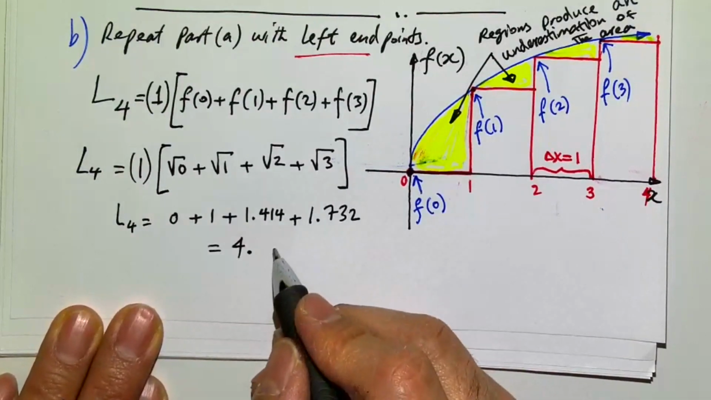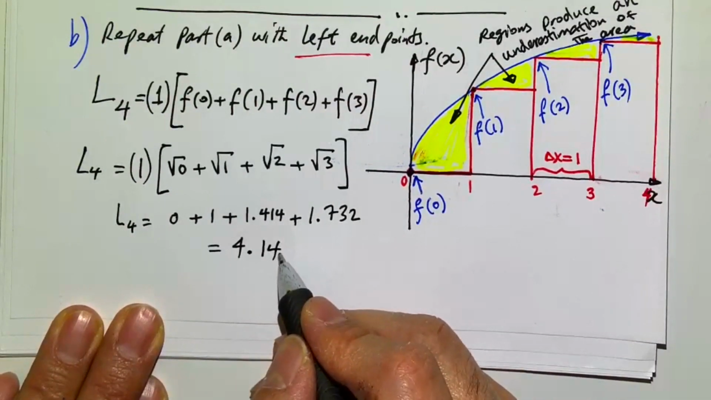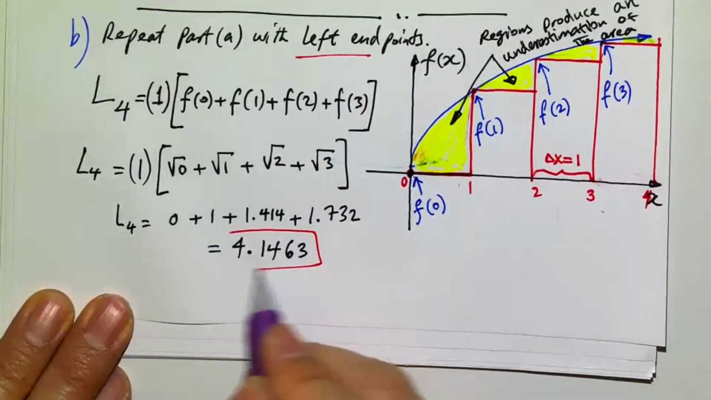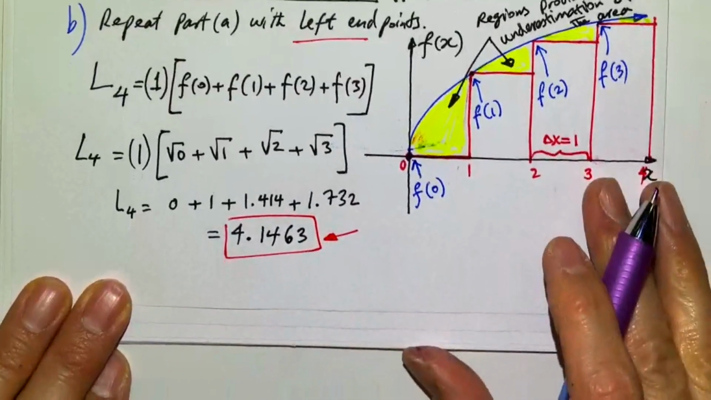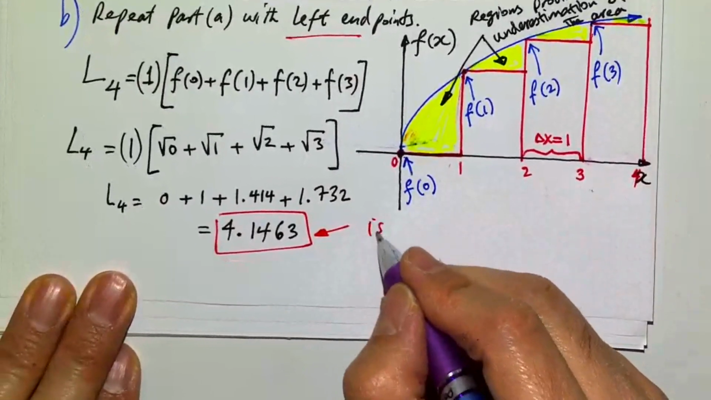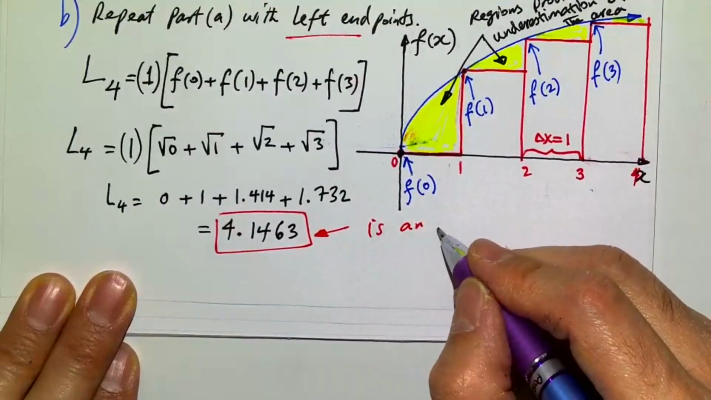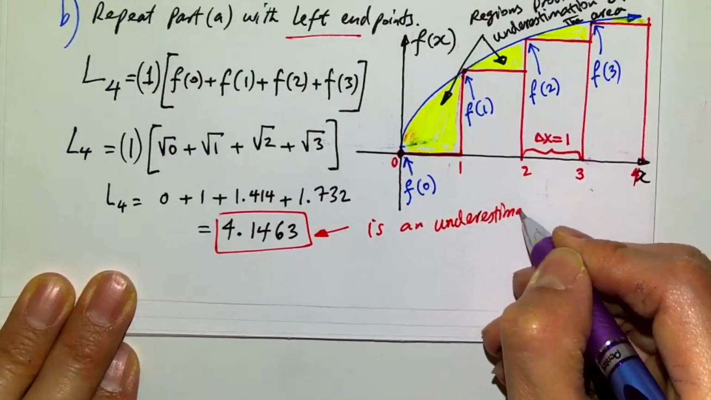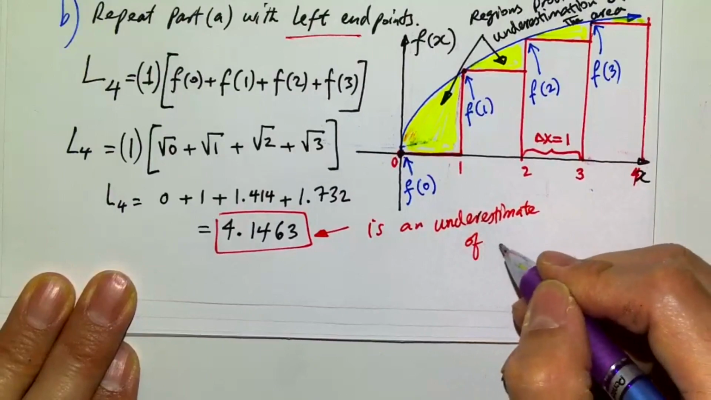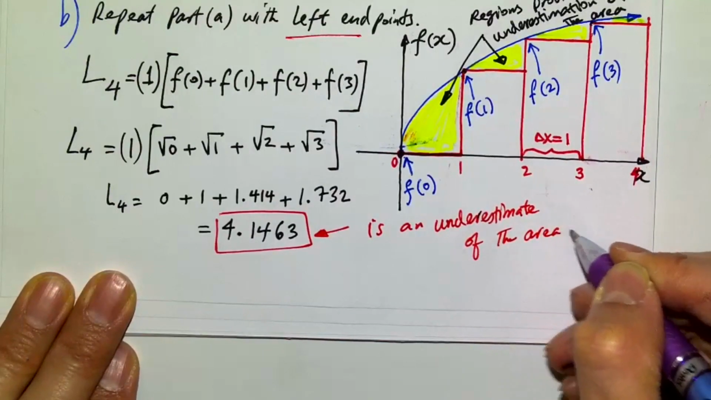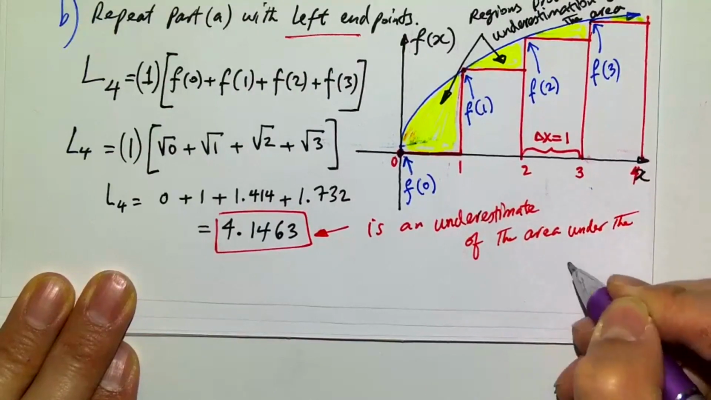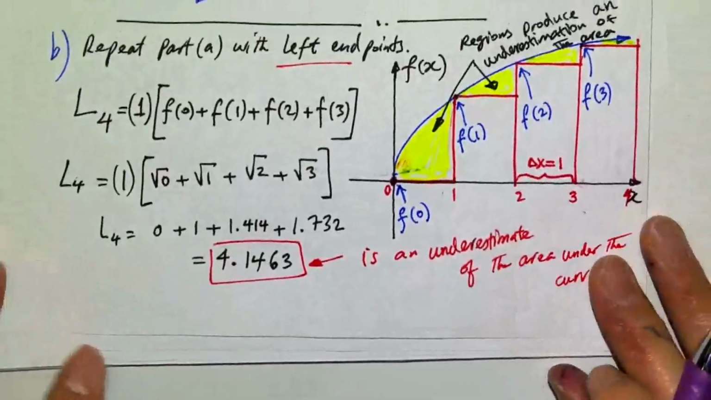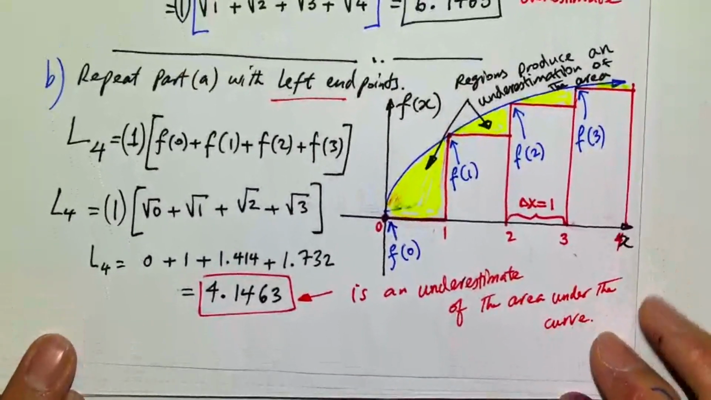So it's 4.1463. Okay, and clearly this is an underestimation, or an underestimate, of the area under the curve. Okay, so it's like that.